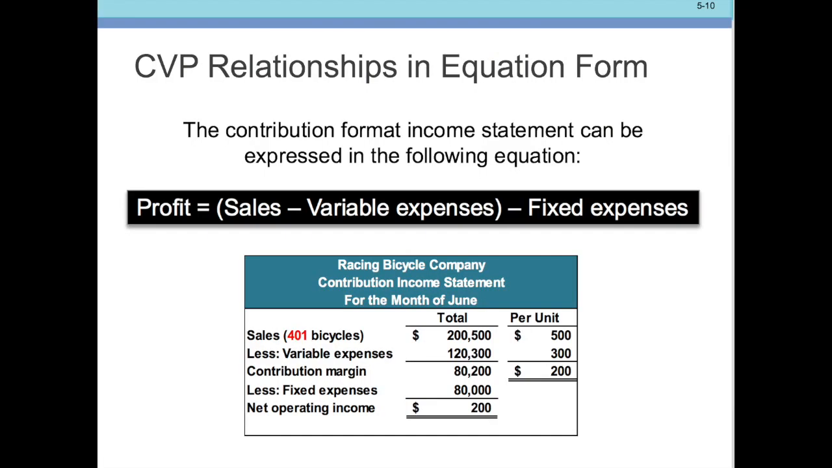Okay, so I went through the math on getting the contribution margin quickly there. This next section will walk you through why I think unit contribution margin is so crucial to management of a firm. The formula here is profit equals sales minus variable expenses minus fixed expenses. The contribution margin is sales minus variable expenses, and then we subtract fixed expenses off of that, and we end up with profit.